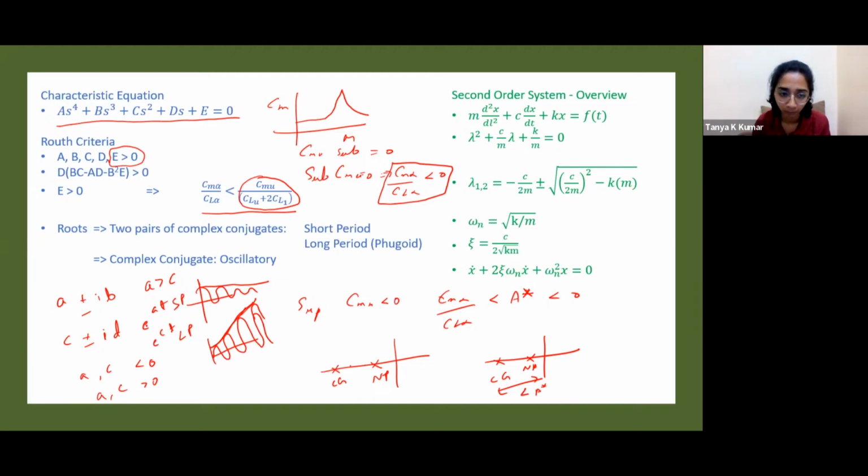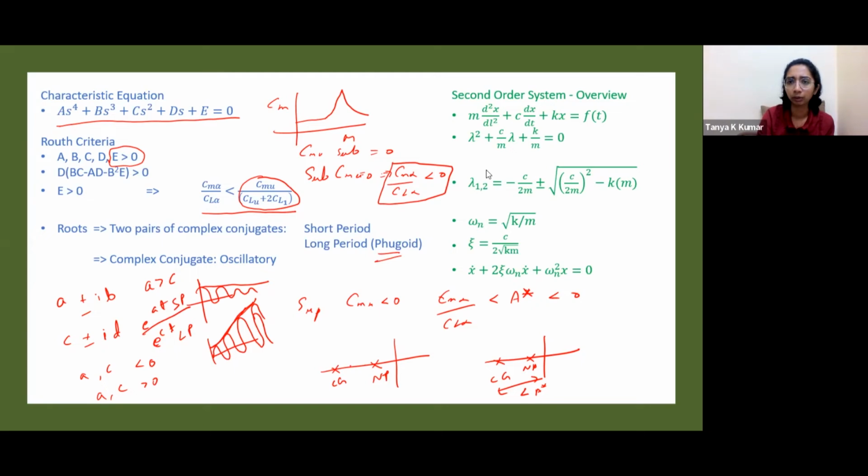Okay, so when subject to a perturbation, these two roots bring it to the equilibrium fast because A is large. These two roots bring it to the equilibrium after some time. So it slowly oscillates and comes towards the equilibrium. Okay, this is the difference between short period and long period. Long period is also referred to as phugoid.